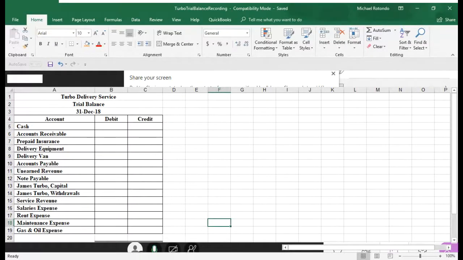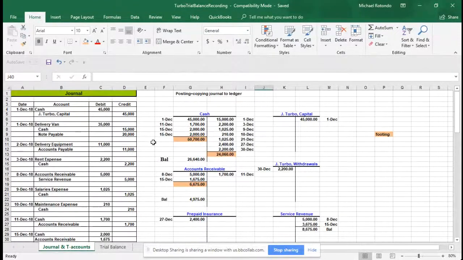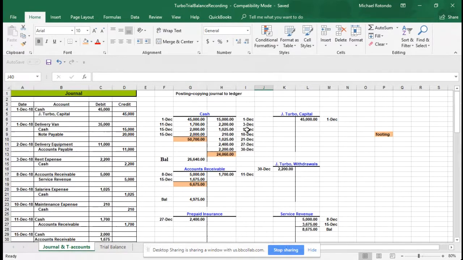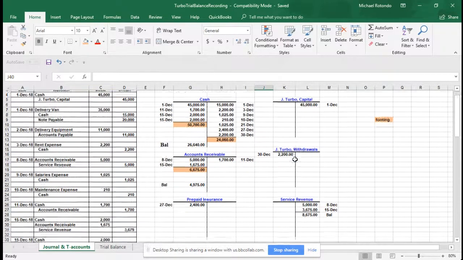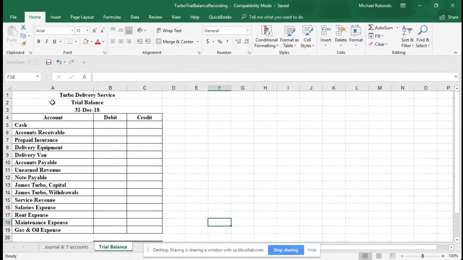So in the last session, we learned about posting to the ledger. We used the journal entries for James Turbo, which we did in our first session. And then in the last session, we learned how to post and also calculate footings and balances of each account. So our next step is to do the trial balance. On our next tab here, we have the trial balance.